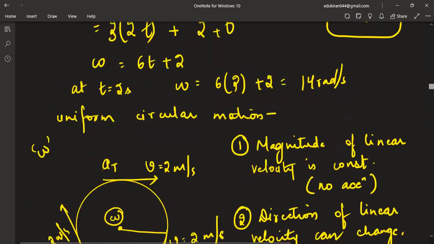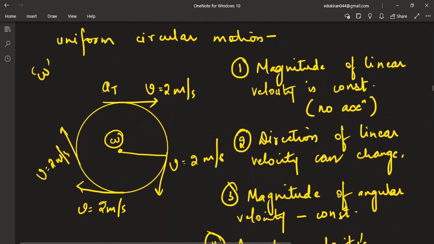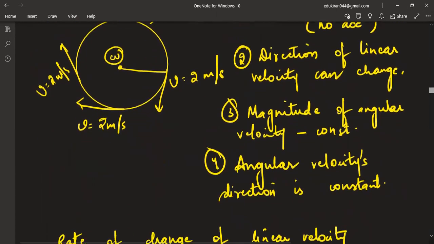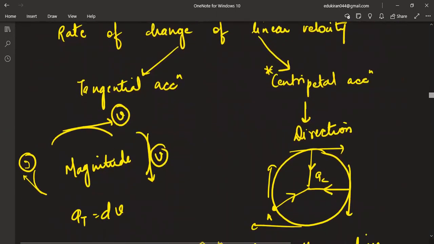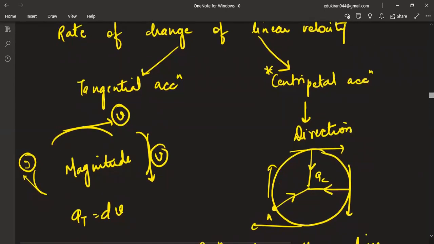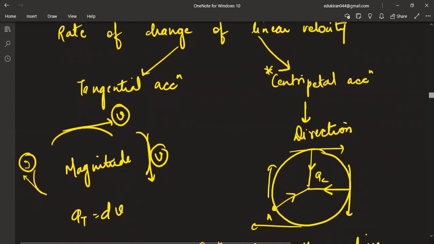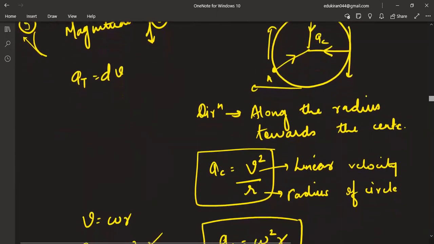Under uniform circular motion, the magnitude of linear velocity remains constant, but the direction of linear velocity can change. The magnitude of angular velocity remains constant, and angular velocity's direction changes. Now you have two types of accelerations. Due to the change in the direction of velocity, which acts along a tangent, we have tangential acceleration. And the one that is acting along the center is centripetal acceleration.